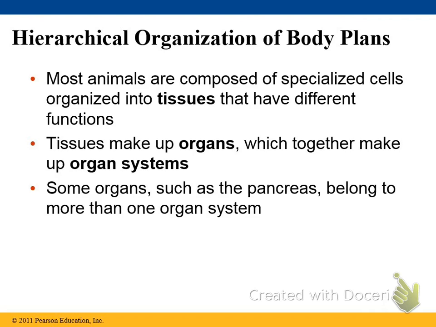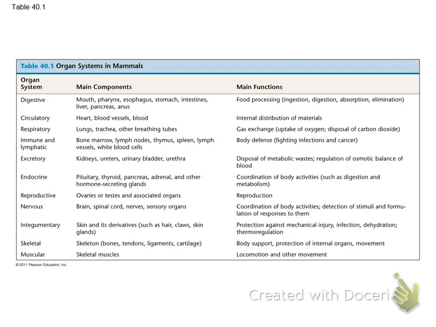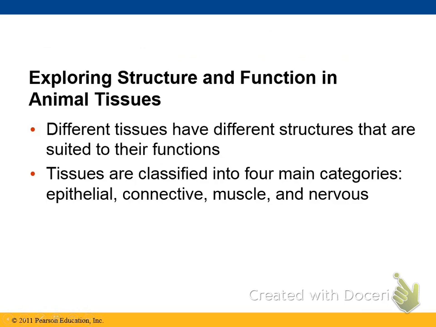Most animals are composed of specialized cells organized into tissues that have different functions. Tissues make up organs, which together make up an organ system. Some organs, such as the pancreas, belong to more than one organ system. And then here's a little bit of a breakdown of what they do. Exploring structure and function in animal tissue: different tissues have different structures that are suited for their functions.